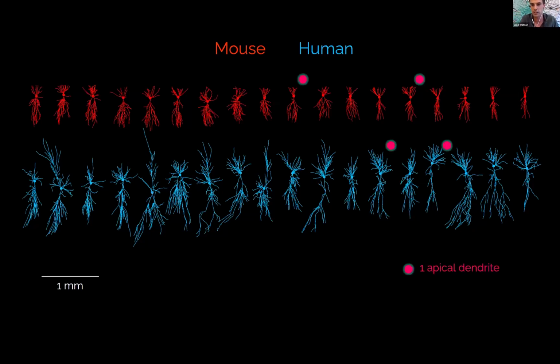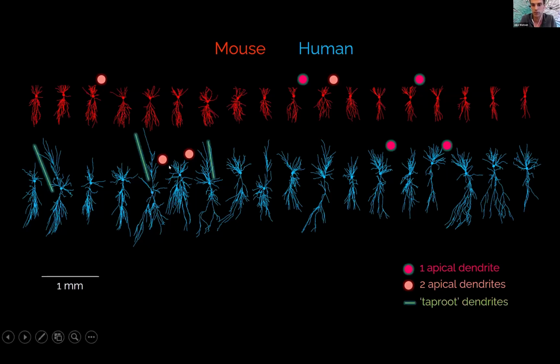And so we can see cells that have one apical dendrite. We can see cells that have two apical dendrites in both species. But in the human brain, we can also see massive extension of basal dendrites, these so-called taproot dendrites that have also been seen in human cortex that we never see in the mouse brain. And we can also see cells like this that are inverted, flipped with respect to how you'd expect the apical and basal dendrites to be.